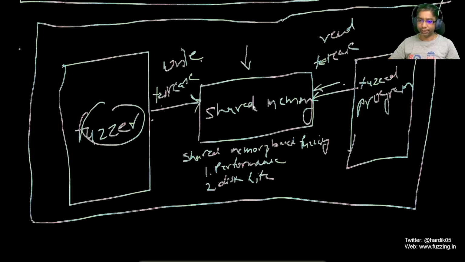So with that, let us see how we can use shared memory mode in the DAM vulnerable C program, and how we can modify our LibAFL fork server based fuzzer to use shared memory instead of disk corpus. So let's go and see.